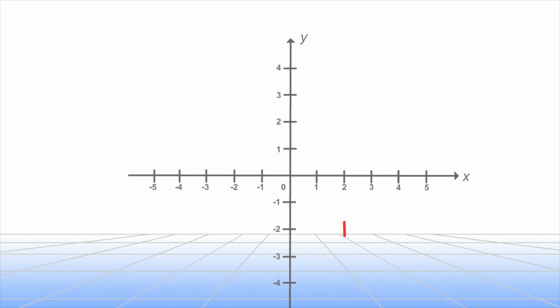Let us take a look at another vertical line. We will find the length by counting the number of units. There are 1 and 2 units. Thus, the length of the line segment is 2 units.